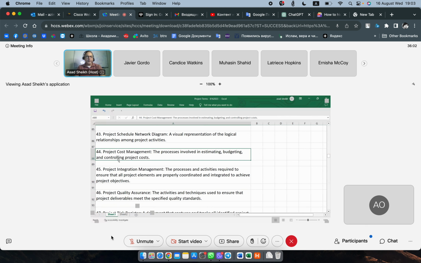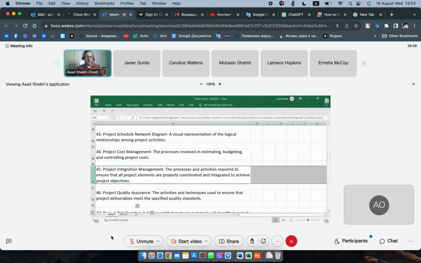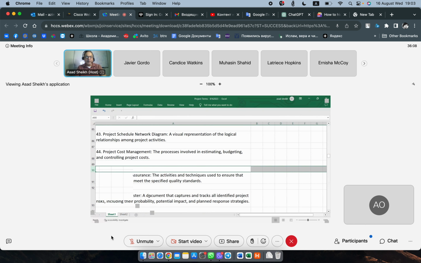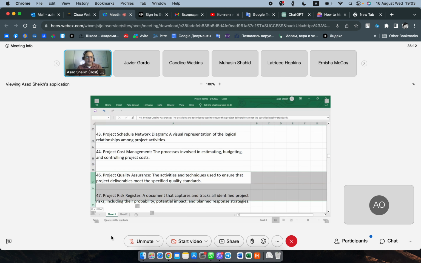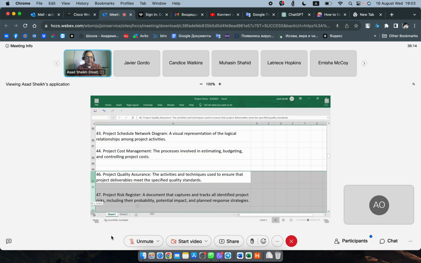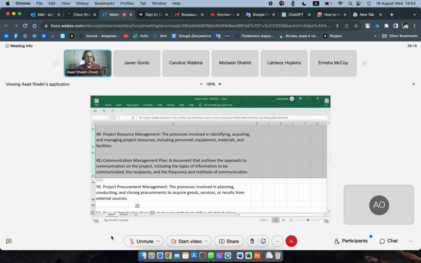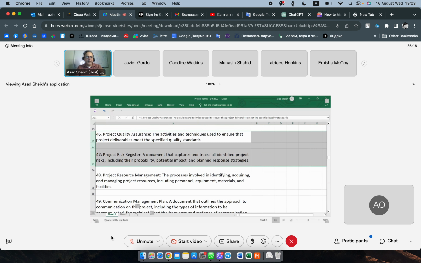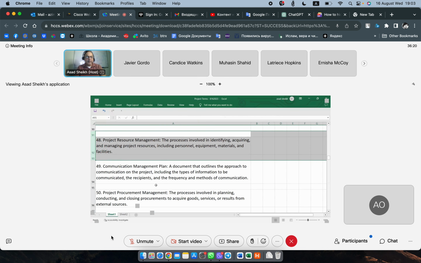All right, project cost management, integration management. Integration management, I think it's a duplicate. Let's take it out. Quality assurance is also a duplicate. These are duplicates. Let's just take them out. Okay, resource management, it's not a duplicate. Let's just keep that in there.